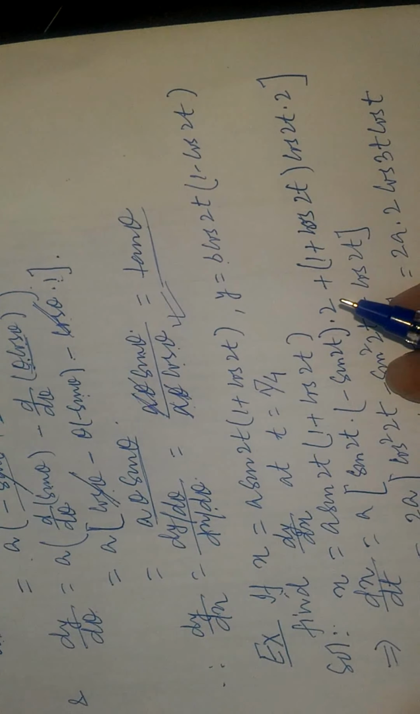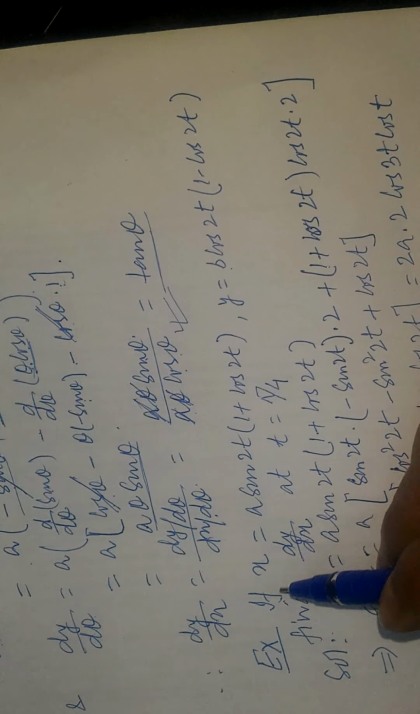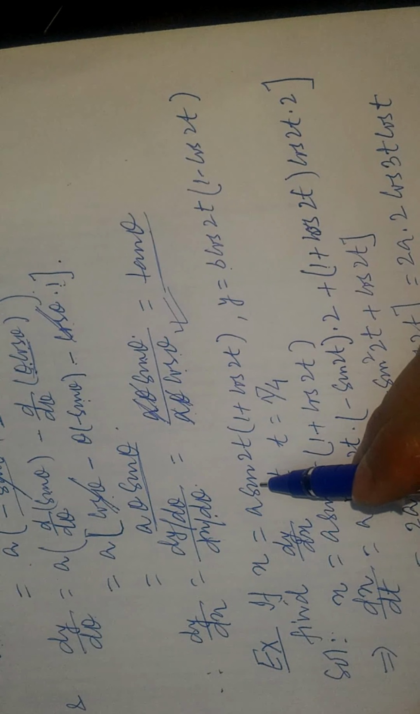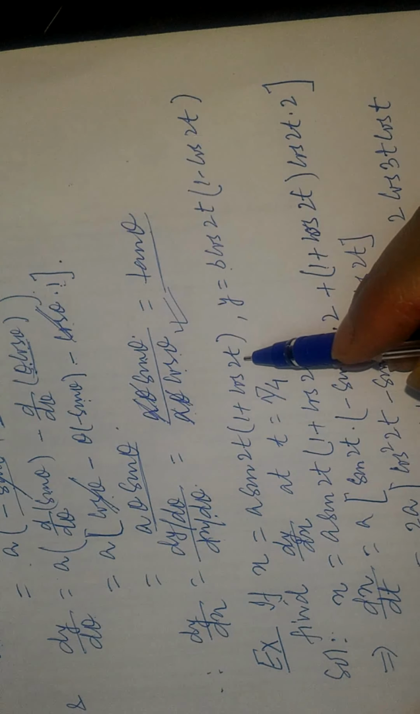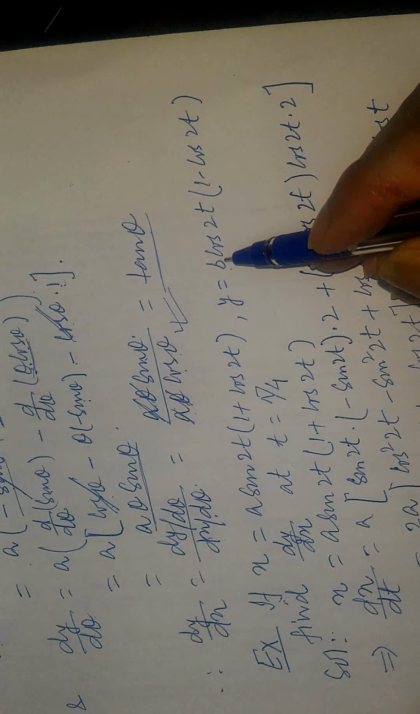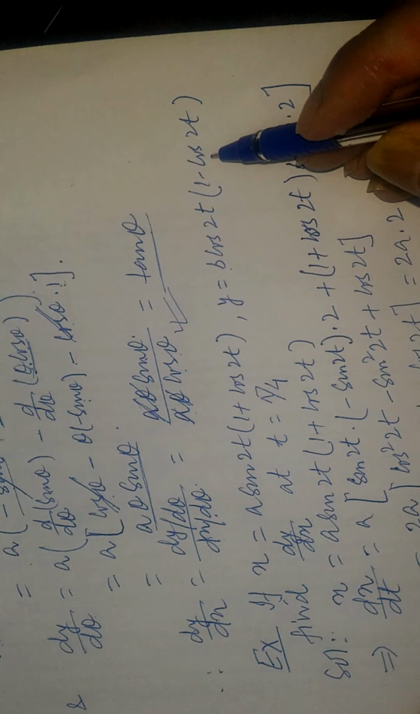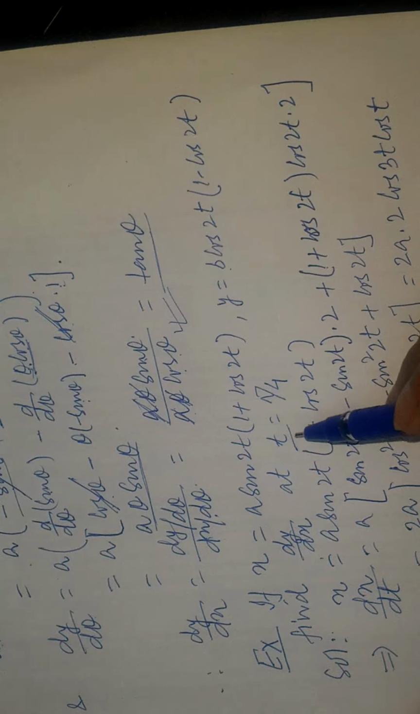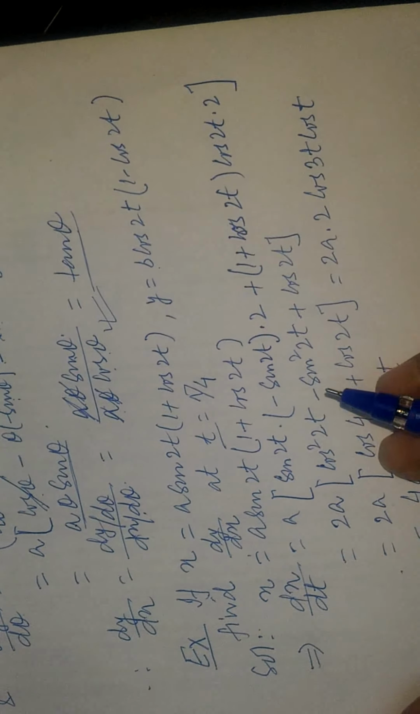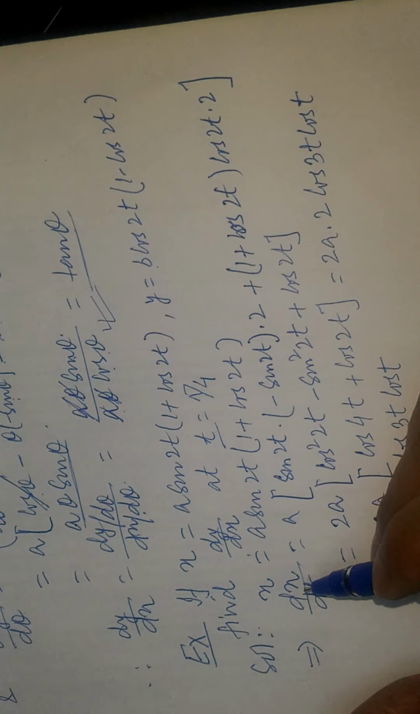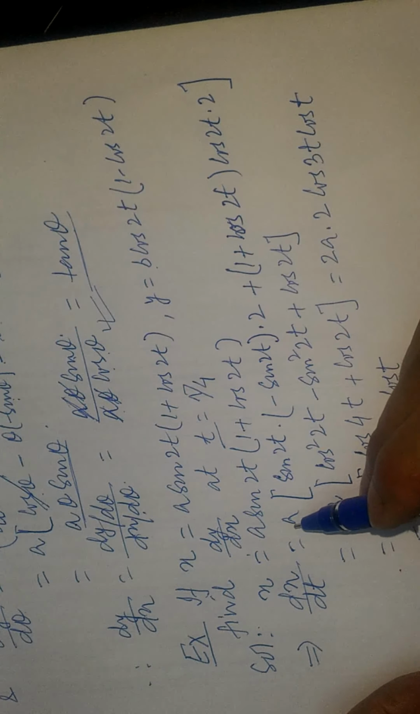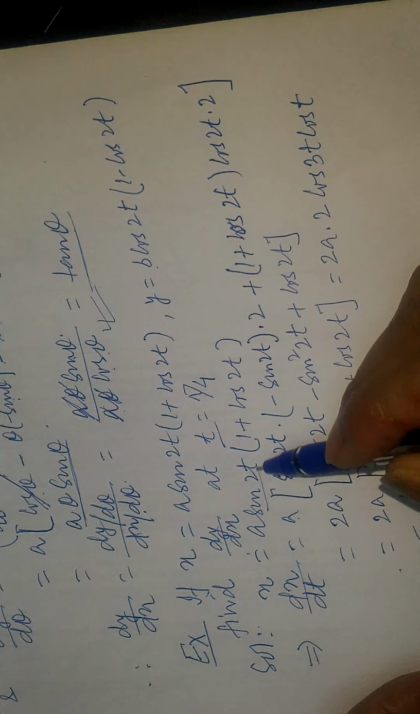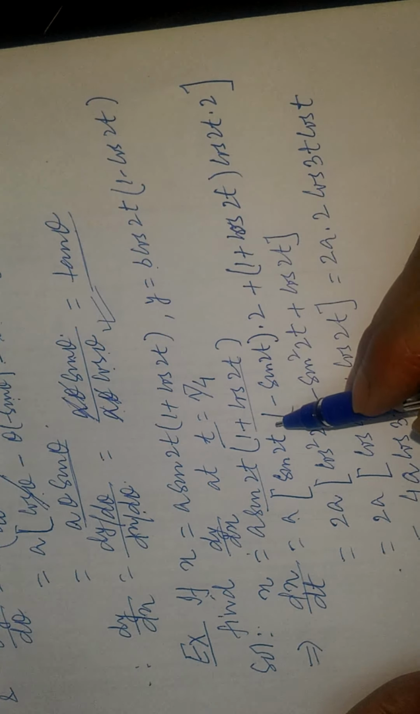Let us take another question, and very important. If x is equal to a sin 2t (1 plus cos 2t), and y is equal to b cos 2t (1 minus cos 2t), we need to find out dy by dx at t is equal to pi by 4. So first we will find dx by dt. Dx by dt is, now again you have a product of two functions.